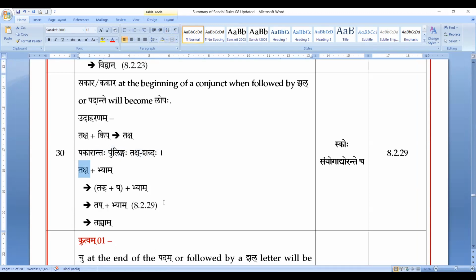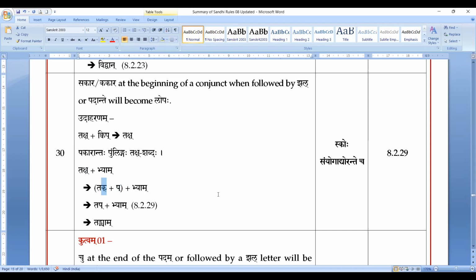Padasanya. And Tash, the Padam, ending with what letter? Ending with a conjunct consonant, where Kakara is the penultimate, Purva letter. So by this rule, Sakara and Kakara at the beginning of the conjunct, when it is followed by Jal or Padanta. Here both conditions are fulfilled: followed by a Jal letter, Bhyam, Bakara is a Jal letter, as well as this is a Padam. At the end of the Padam, the conjunct consonant is there, which has Kakara as the first letter. Both the conditions are fulfilled. Any one itself is enough for the Kakara to become Lopa.